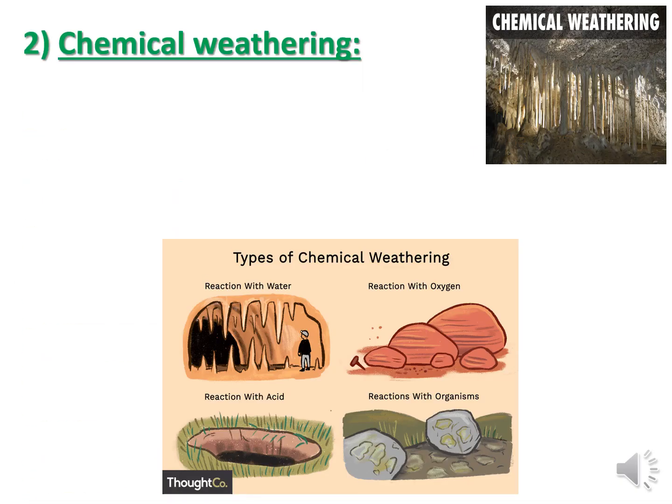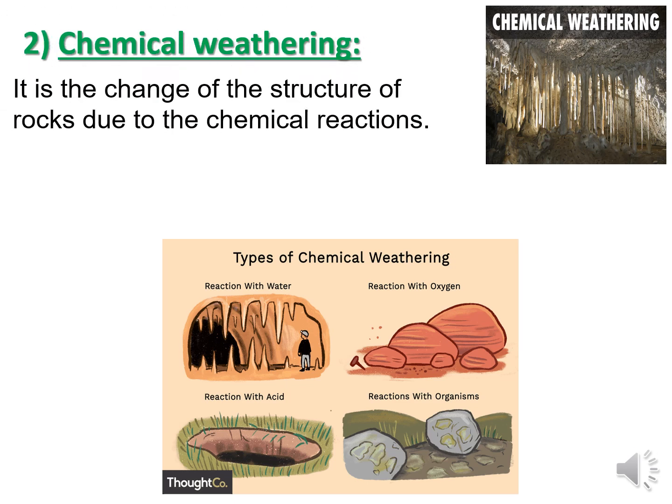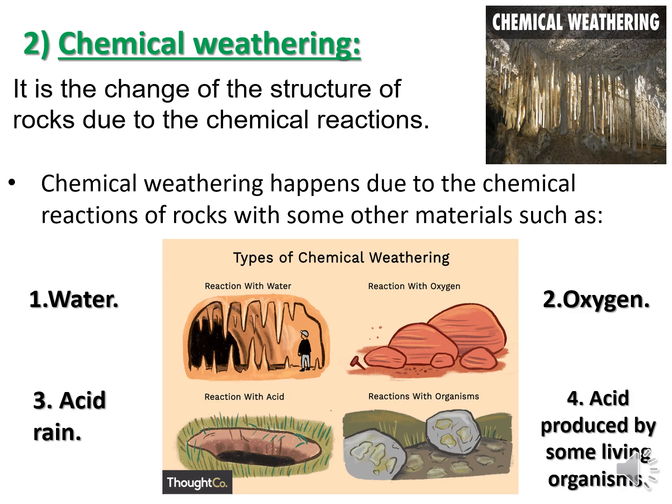Next, we have chemical weathering. And as we have said, chemical weathering is the change of the structure of rocks due to the chemical reactions. Chemical weathering happens due to the chemical reactions of rocks with some other materials such as number 1, water, 2, oxygen, 3, acid rain, and 4, acid produced by some living organisms.